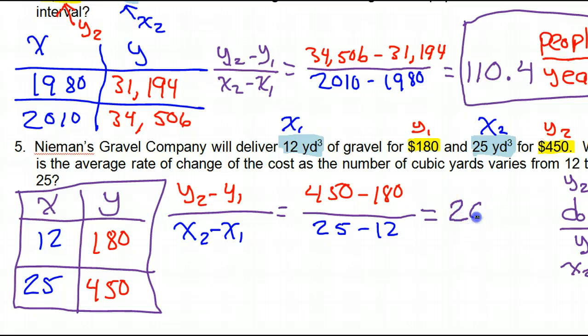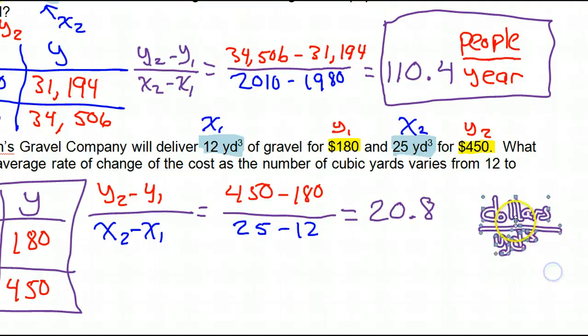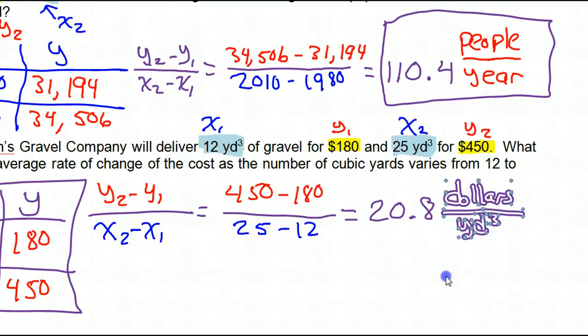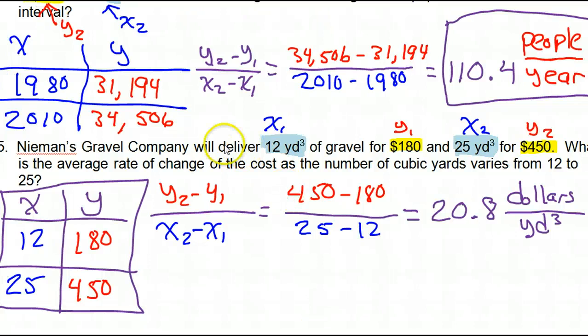Okay, so this is $20.8 per yard. All right, so that means on average, this is how much you're going to be paying for every cubic yard of gravel. You're going to be paying $20.80.